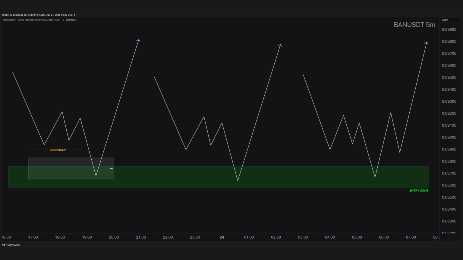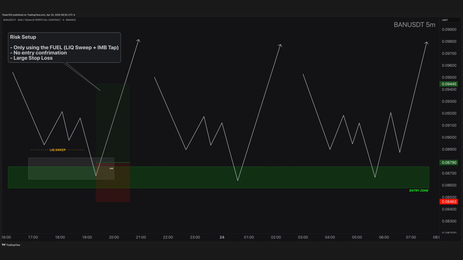You notice the inner liquidity sweep with imbalance tap. Now we know that this price is filled up here. I may jump to trade here with a very large stop loss or even building a yo-yo based cost average setup. Remember, this is the riskier way to trade because we have no confirmation at all here. A large stop loss or cost averaging is essential here.